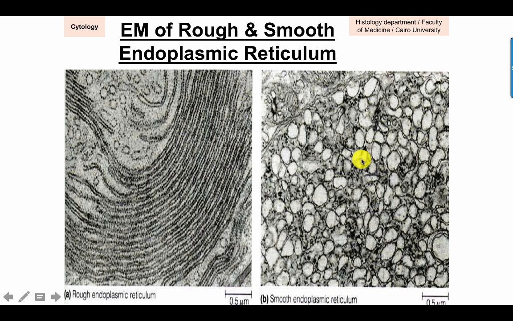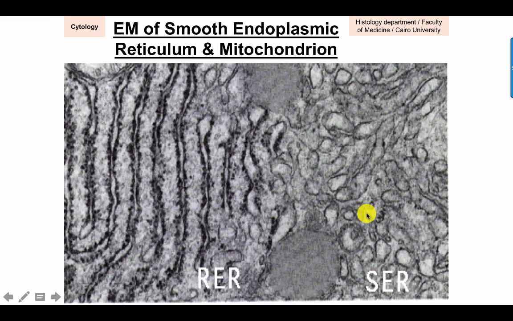Again, this is a good picture to compare between the rough endoplasmic reticulum and the smooth. They are here flattened and parallel with the ribosomes. This is rough. And here they are not flattened. They are looking like tubules or sacs, and they are not parallel, and they are not provided with ribosomes. So this, on the right side, is the smooth endoplasmic reticulum.